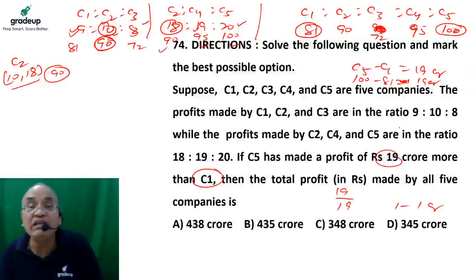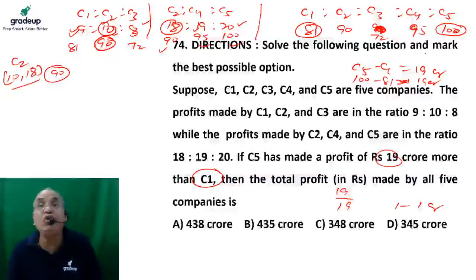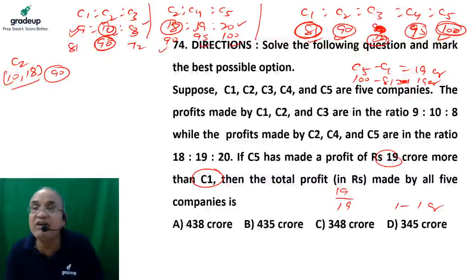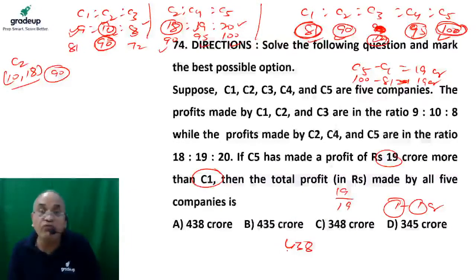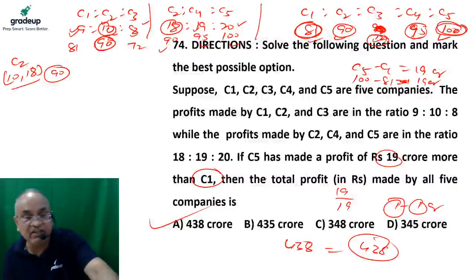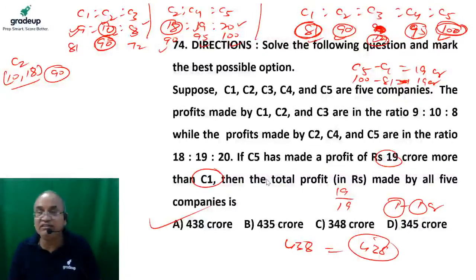What was the question? The total profit made by all 5 companies. The total profit is nothing but this plus this plus this plus this plus this. If you add the profit of C1 81, C2 90, C3 72, C4 95, C5 100, then it would become equal to 438. And because 1 ratio is equal to 1 crore, so 438 ratio would become 438 crore. Then the correct answer is A. I think you got it. It is a very easy question to do.